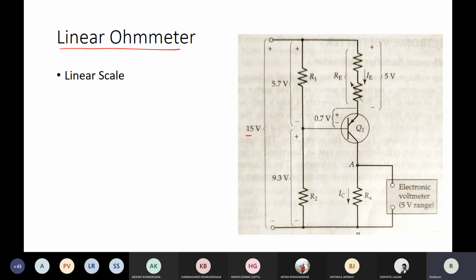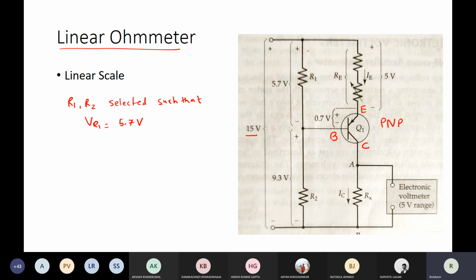Here, as you can see, you have a supply voltage which is provided as 15 volts, and R1 and R2 are selected such that VR1 is always maintained at 5.7 volts. So this is a PNP transistor. Okay, this is a PNP transistor. So as you can see, this is my emitter, this is base, this is collector, and we know that when the base emitter junction is forward biased, then since it is PNP, this is positive and this is negative. So when this is forward, the transistor will conduct.